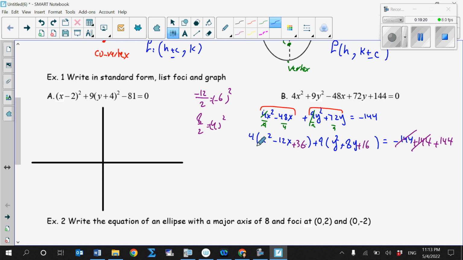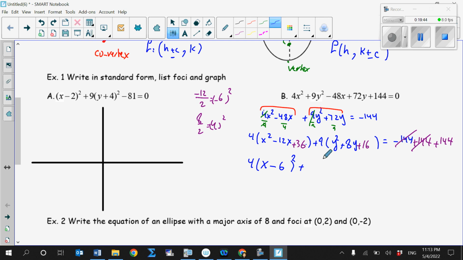Now, let's go back here. How can I change this to a perfect square? I'm going to keep the 4 and write x. Now, x plus or minus what? Whatever number goes here is equal to the b value divided by 2. Simply, negative 12 divided by 2 is negative 6, squared.